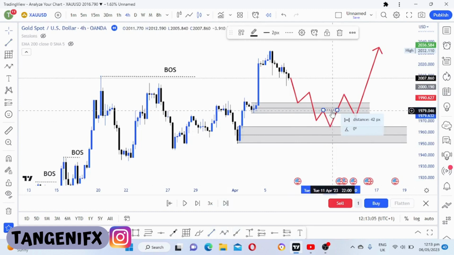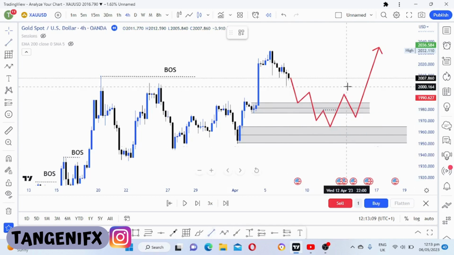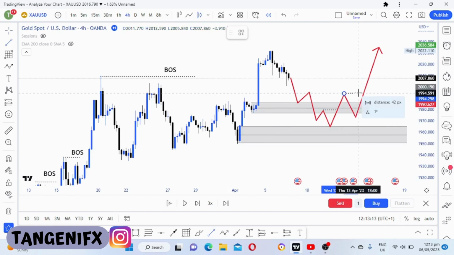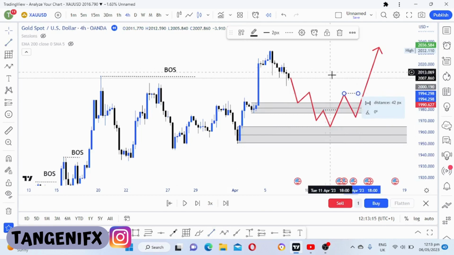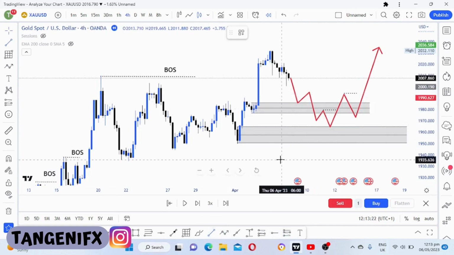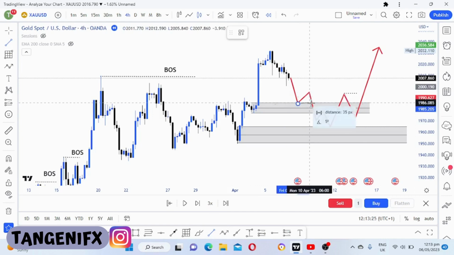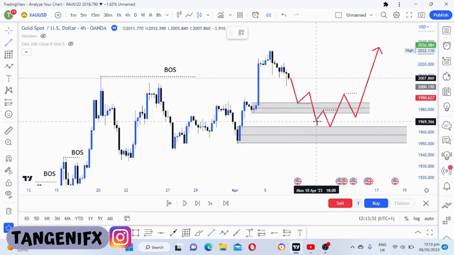This is a change of character, guys. This is a break of structure here, and then you enter. So yeah, looking at this, we also have inducement. This is the first inducement, and this is where you can enter.